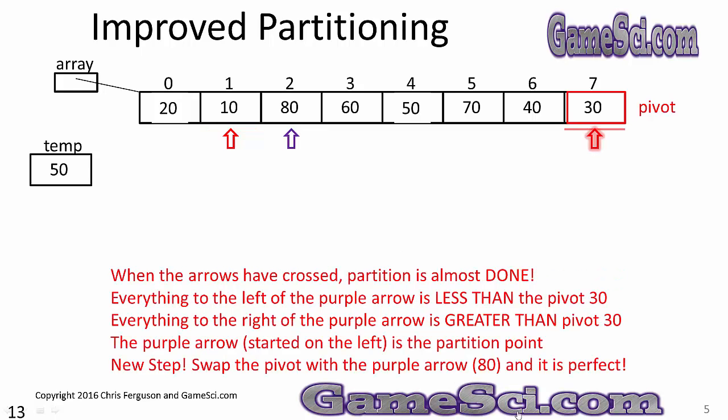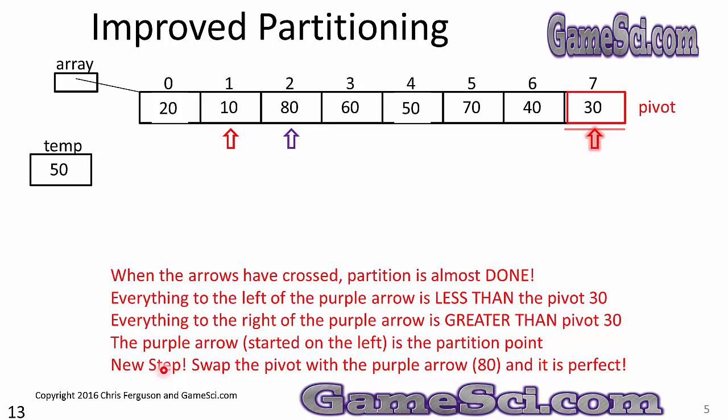When the arrows have crossed, the partition is almost done. Everything to the left of the purple arrow is less than the pivot 30. Everything to the right of the purple arrow is greater than the pivot 30. The purple arrow, which started on the left, is our partition point.